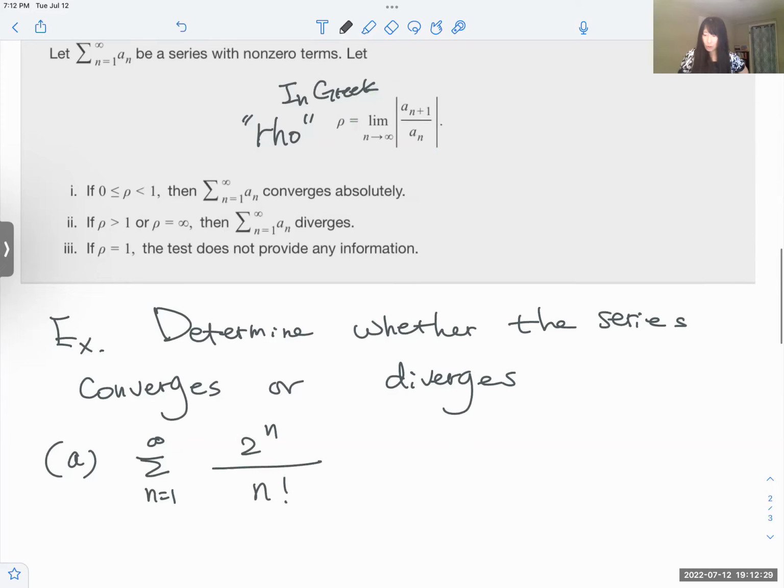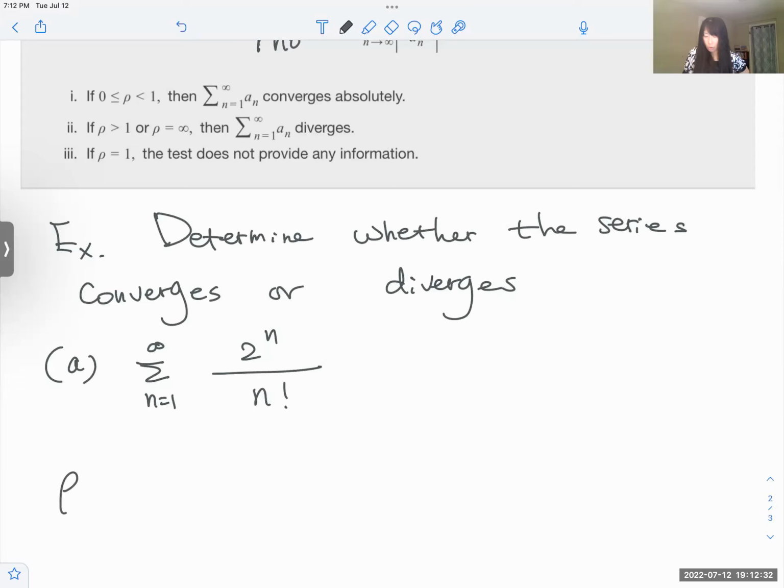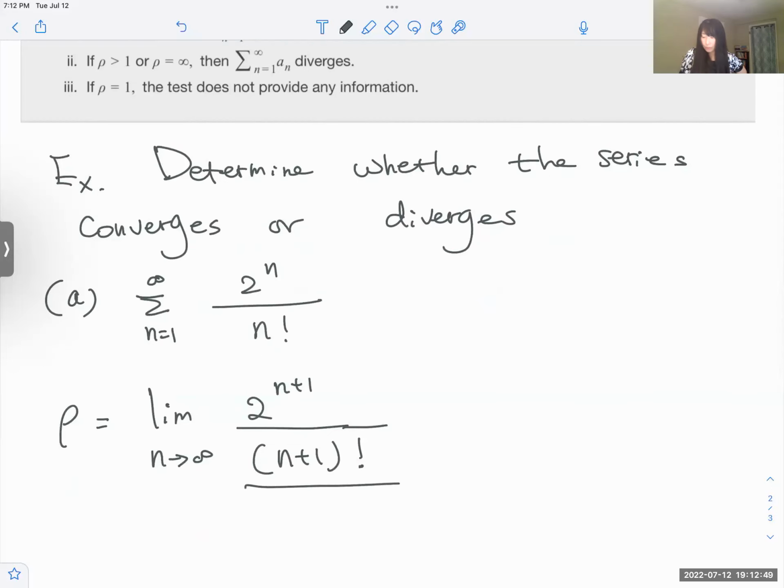So look, rho equals the limit as n approaches positive infinity. We say that 2 to the n plus 1 over n plus 1 factorial, all over 2 to the n over n factorial, just rewriting this one. That's the a sub n, right? So we create a sub n plus 1 there.